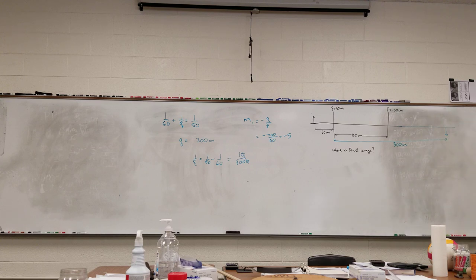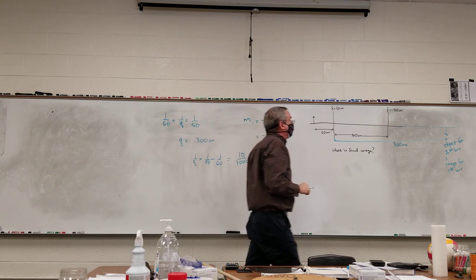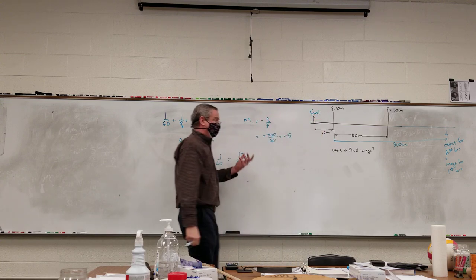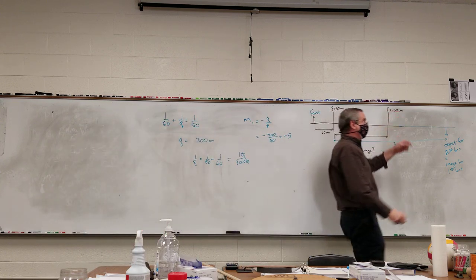This is now my object for the second lens. Object for second lens, or image for first lens. And we did the exact same thing for the first example. This is the tricky part. This is the front side right here. We defined that when we made P right here a positive number. This is the back side. This is behind.